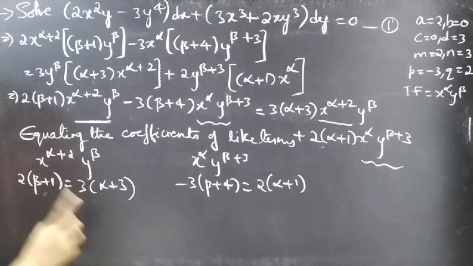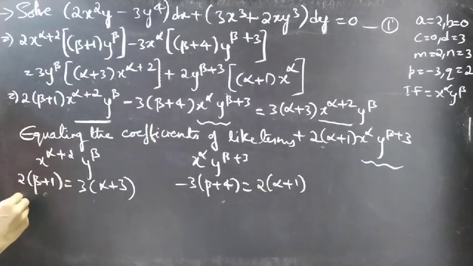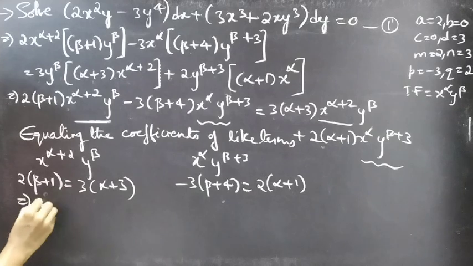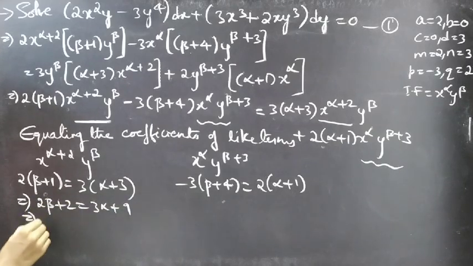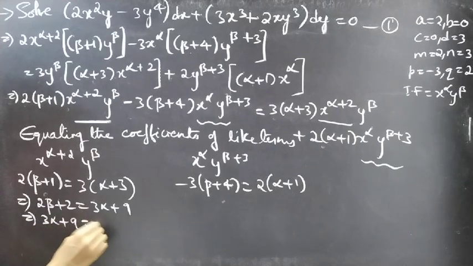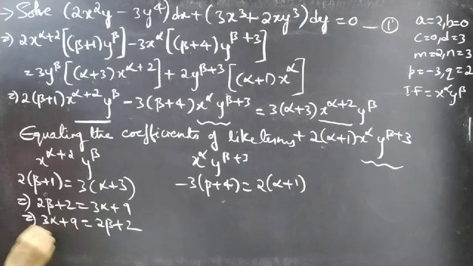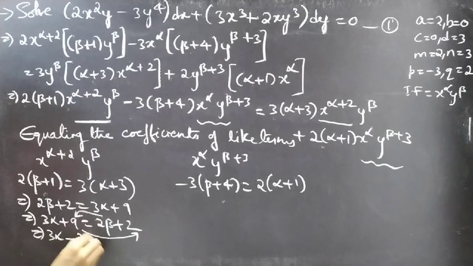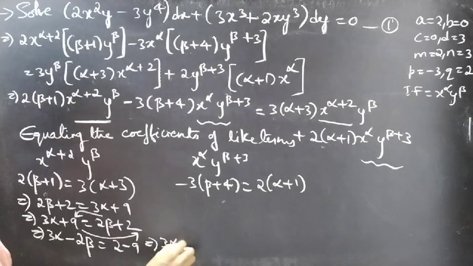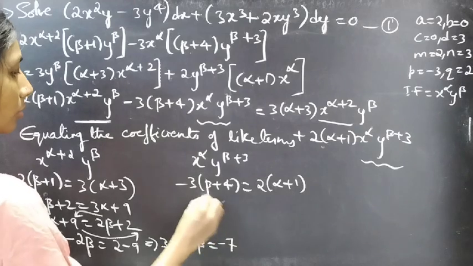By simplifying this we'll get one equation, and by simplifying this we'll get another. So 2β+2 equal to 3α+9, or we can write this as 3α+9 equal to 2β+2. Bring this 2β to the LHS and take this 9 to the RHS. We'll get 3α−2β equal to 2−9, which is −7.